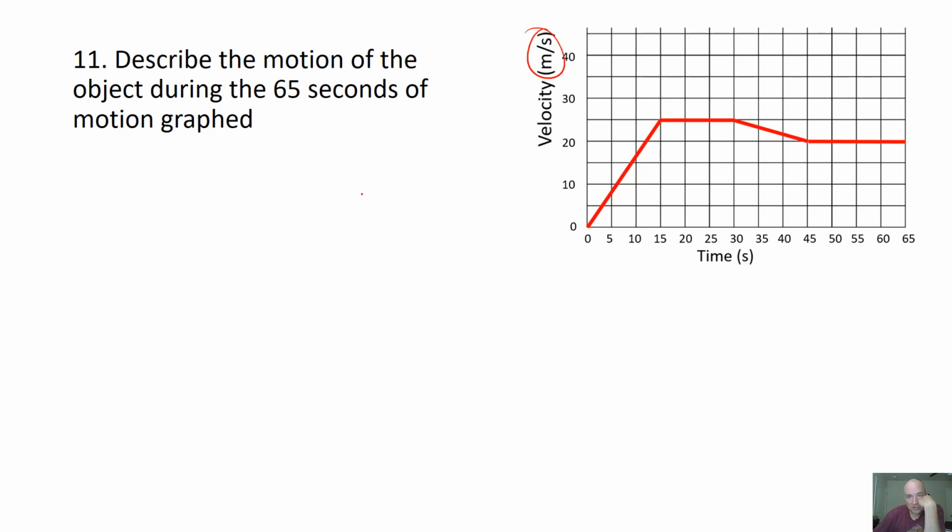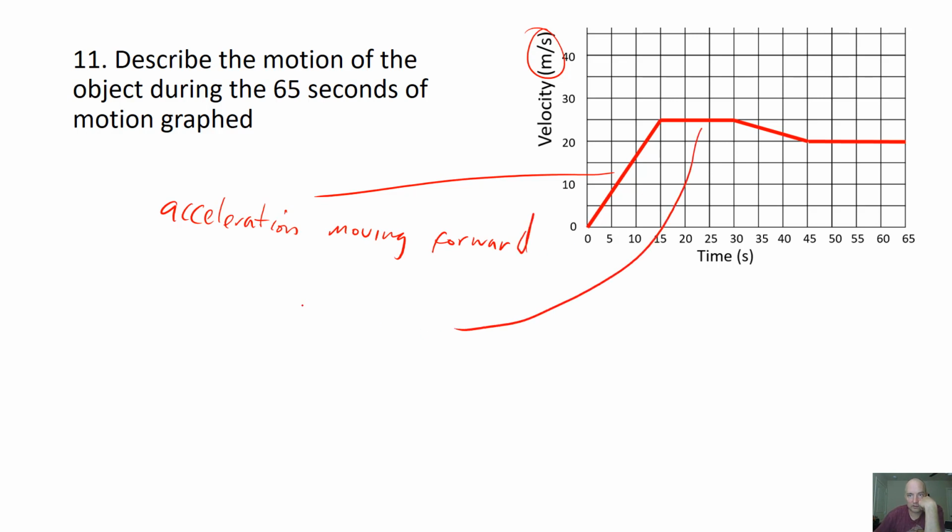So initially, the first part right there is going to be acceleration, moving forward. And then right here, it's going to be constant velocity. And then right there, that is going to be deceleration. But you're still moving forward. You still have a positive velocity. It's just you're changing your velocity in a negative direction.